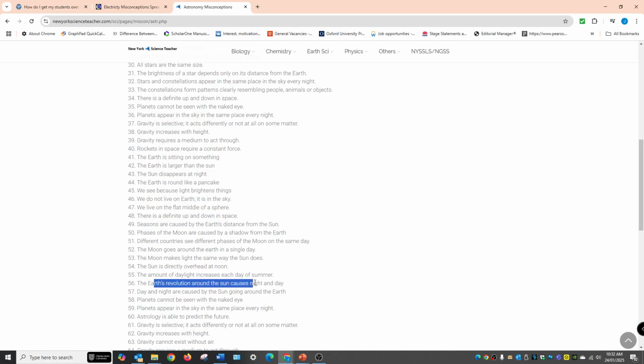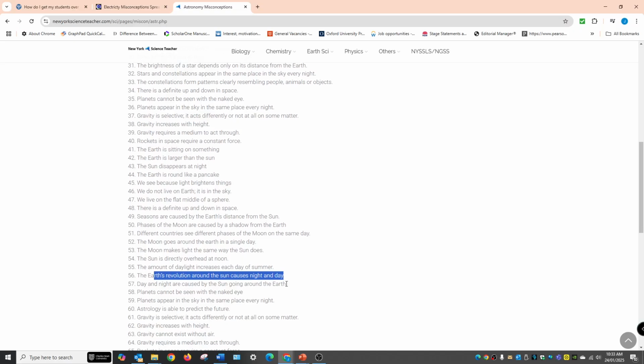The Earth's revolution around the sun causes day and night. So it's sort of a misattribution, sort of mixing up what causes the seasons with what causes day and night. Of course, day and night is caused by the Earth spinning on its own axis. So we've got lots of movement happening.